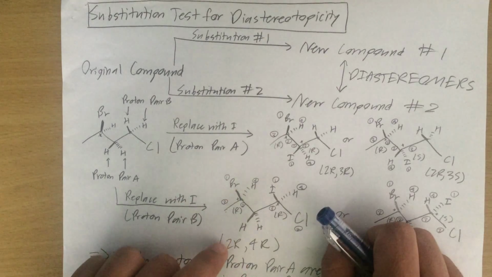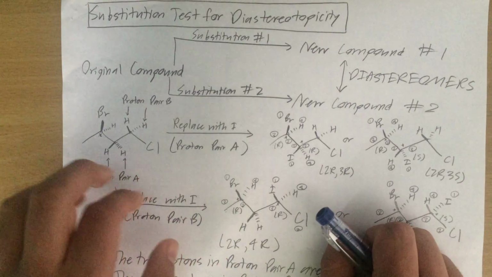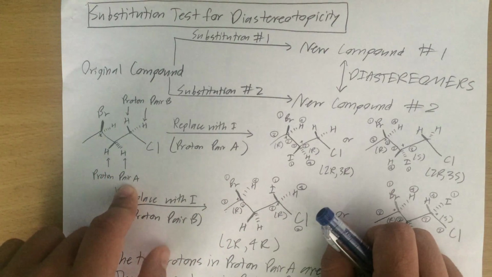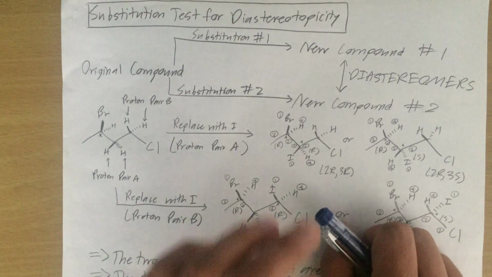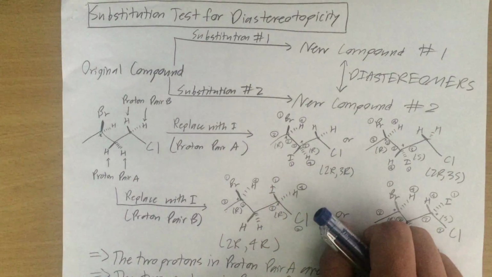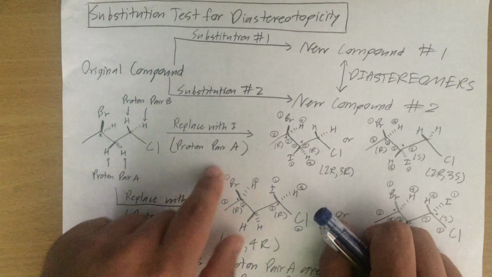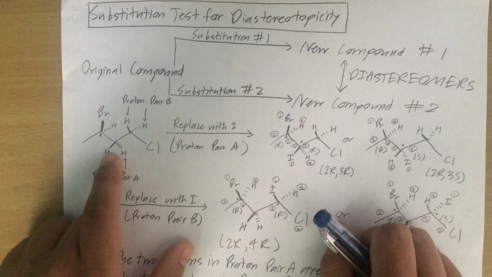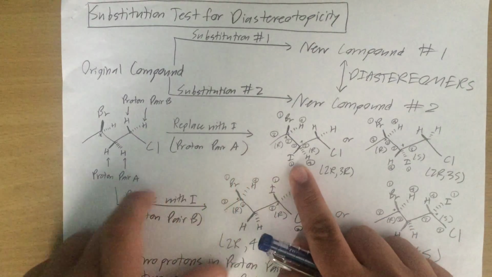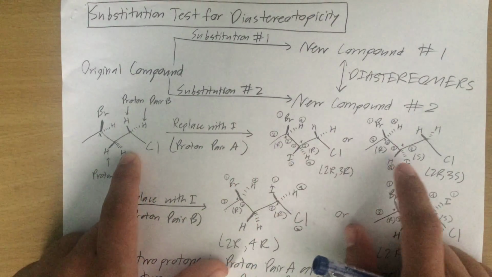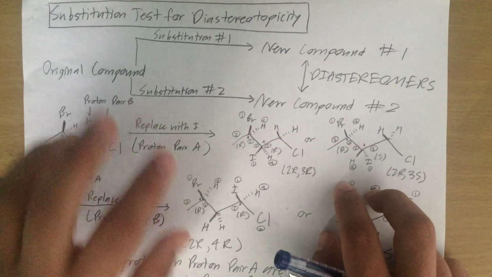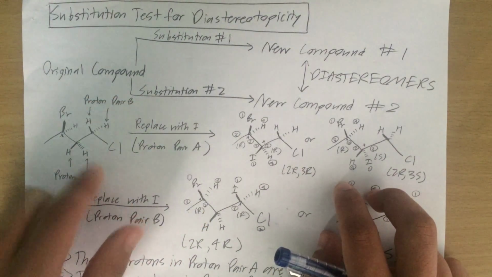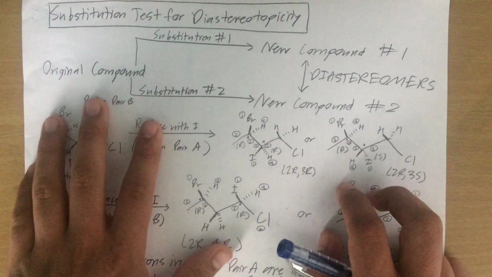So first of all, we have here proton pair A, and here we have proton pair B. We're going to replace with iodine, but we're going to focus on proton pair A first. So if you replace this hydrogen with iodine, you get this. If you replace this hydrogen with iodine, you get this. You got these two different compounds. So we're not dealing with these right now. Forget about these. We're only focusing on these. Focus on one proton pair at a time.